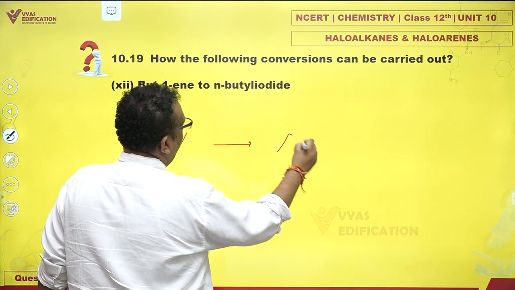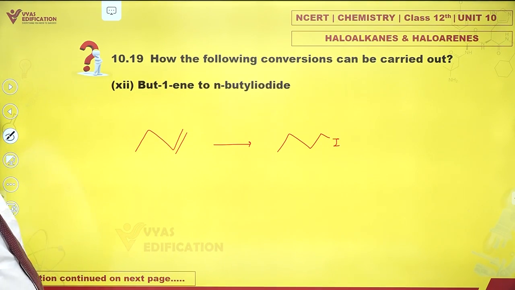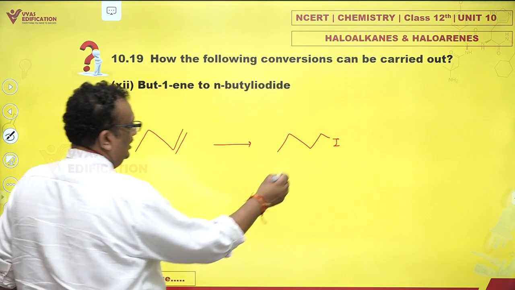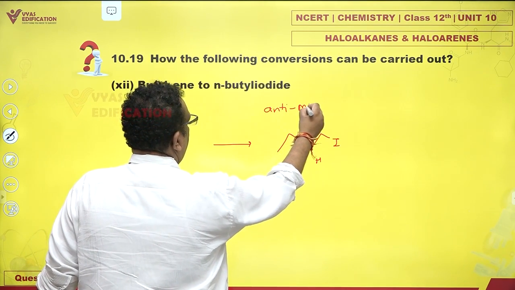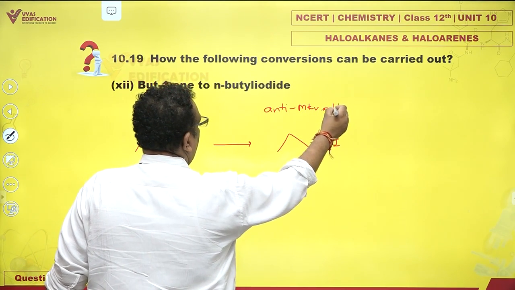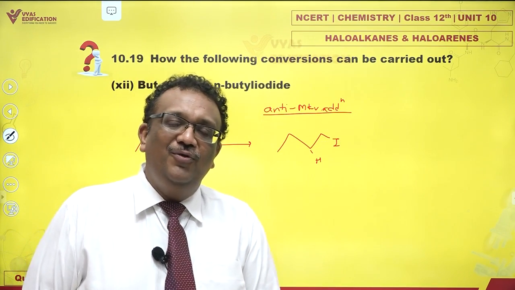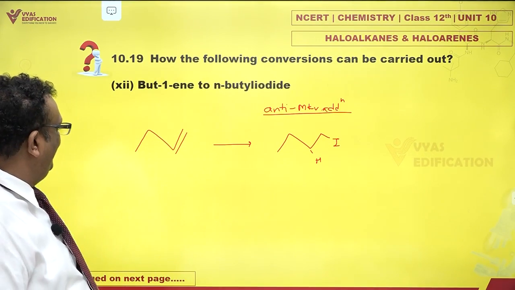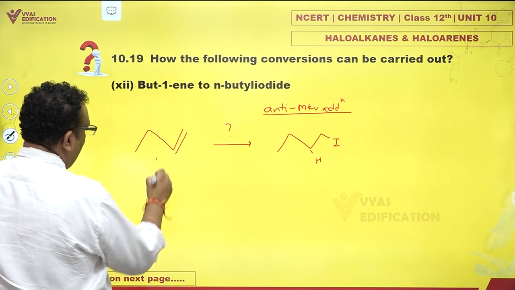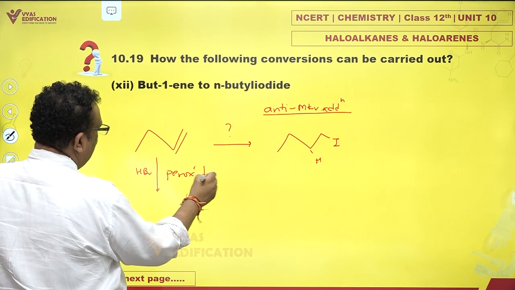12th, but-1-ene to n-butyl iodide. How do we do this? Well, as you note, this seems to be anti-Markovnikov addition. And we know very well that anti-Markovnikov addition cannot be done by HI or HCl. It is done only by HBr. So what do we do? We add HBr in presence of peroxide.